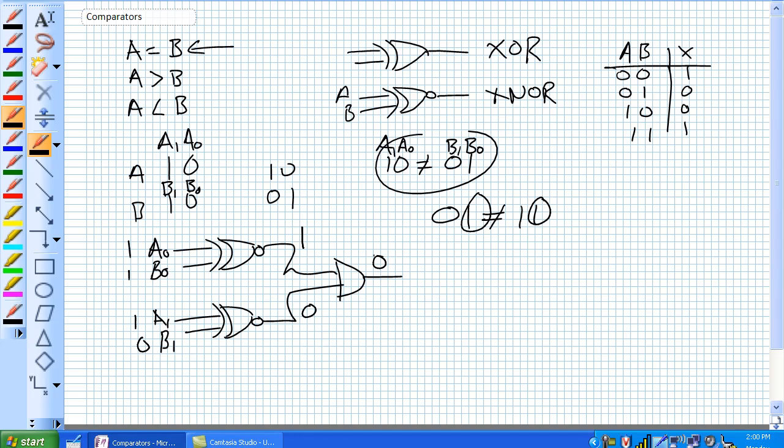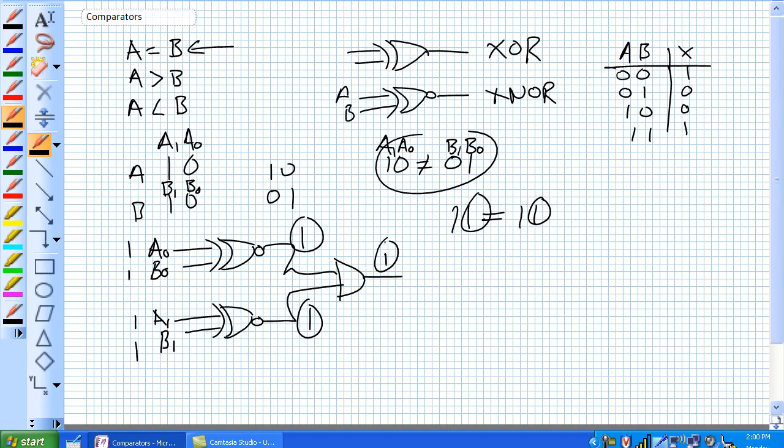Now, let's change this again. Is 11 equal to 11? Well, yes, it is. Let's make sure. This gate's the same, still gives you a 1. A1 exclusive NORed with B1 also gives us a 1. 1 and 1 is a 1.